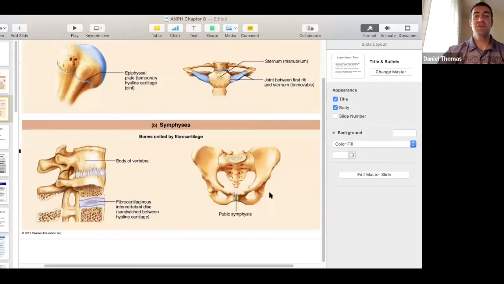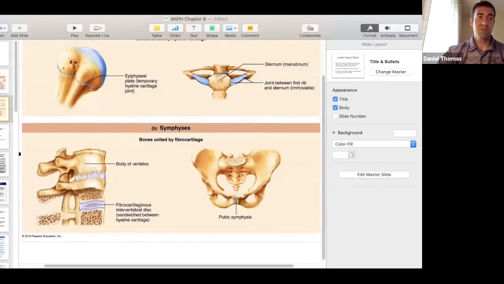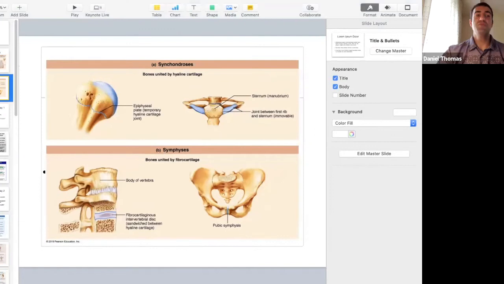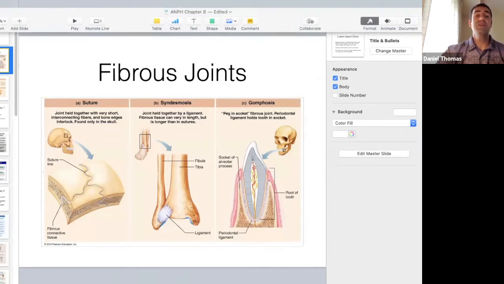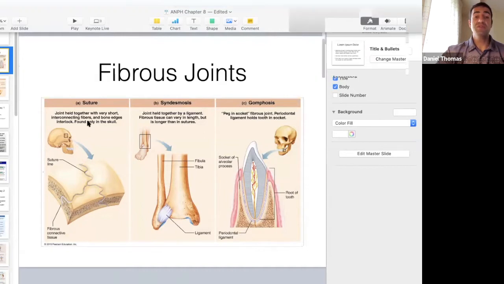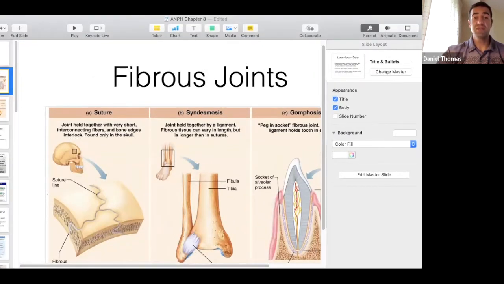So anyways, a joint is also called an articulation. An articulation is when two bones come together and there's some type of dense tissue between them. And they generally fall into three different categories. We have fibrous joints, cartilaginous joints, and synovial joints. And furthermore, there's three more classifications.